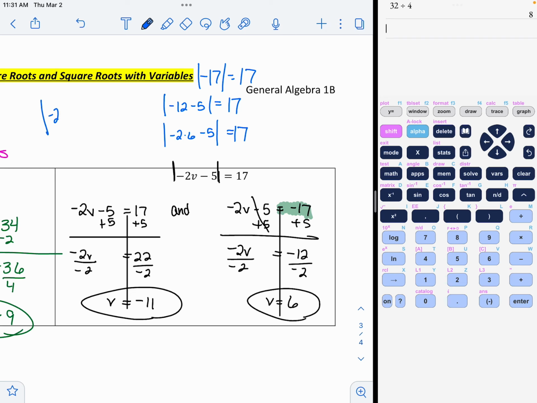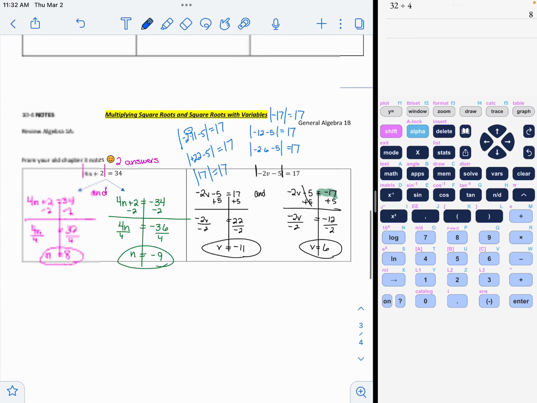You would get negative 2 times negative 11 minus 5, and I'm going to show you get 17. So you get positive 22 minus 5, because you're plugging in negative 11, silly Mrs. Angeli. So that would be 17, equaling the absolute value being 17, and those are both true statements. So that was just a little memory recall back from chapter 3.